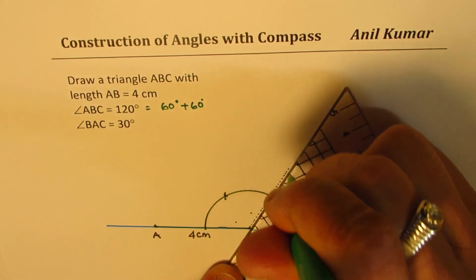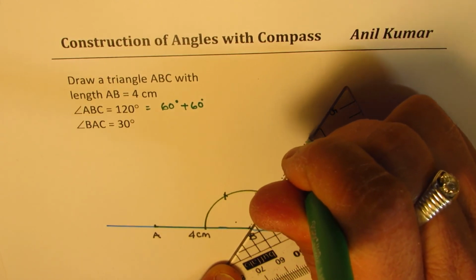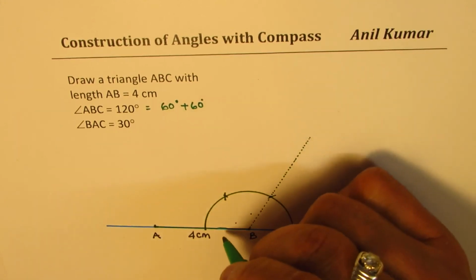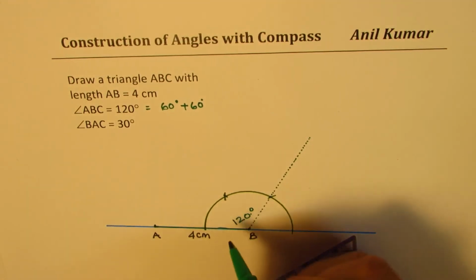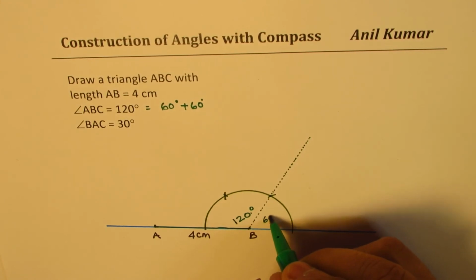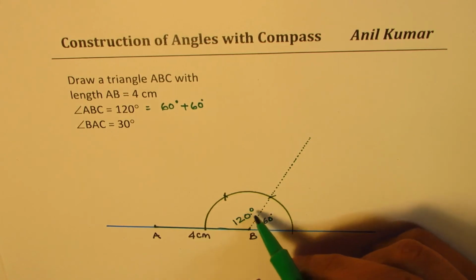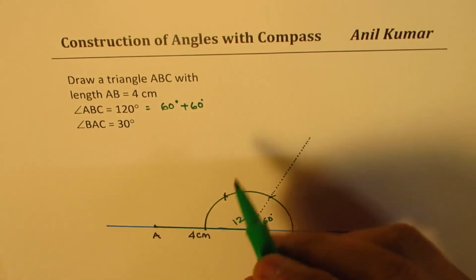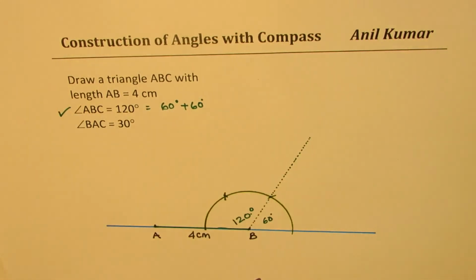We'll actually look for a point of intersection from A, which makes an angle of 30 degrees. Is it okay? So from this side, we have got 120 degrees. Perfect. Now this is 60, right? So this is 60 degrees on this side. When you add them up, when you add 120 to 60, you get 180 degrees. So we have done the first part. We got an angle of 120 degrees.